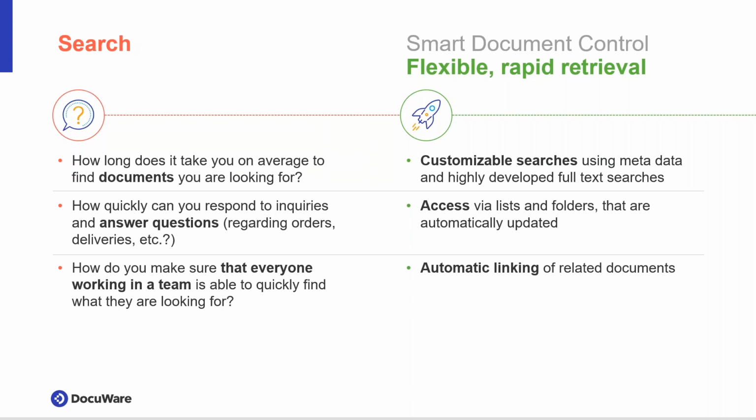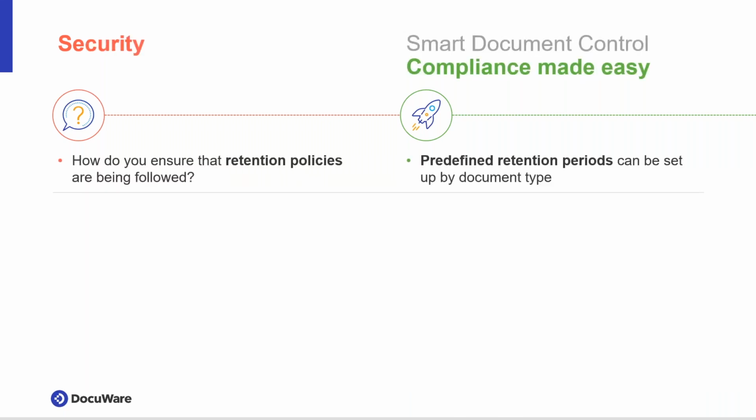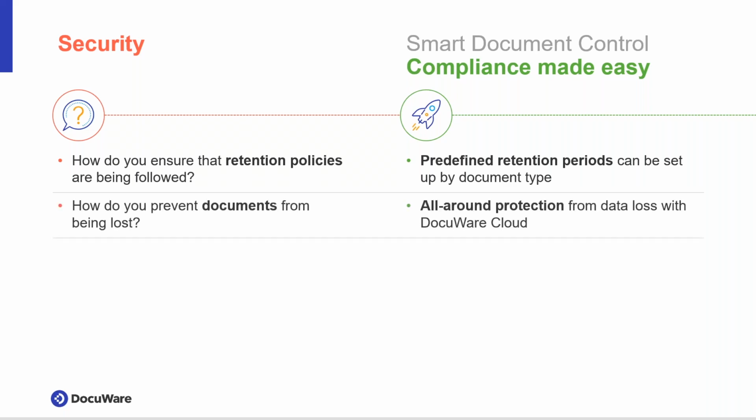Another major concern, security. As we mentioned earlier, GDPR is huge in regards to managing and controlling the information that moves around an organization. You have to be able to ensure that your retention policies are being followed. What do you do if there are documents being lost, and the implications of that data loss?